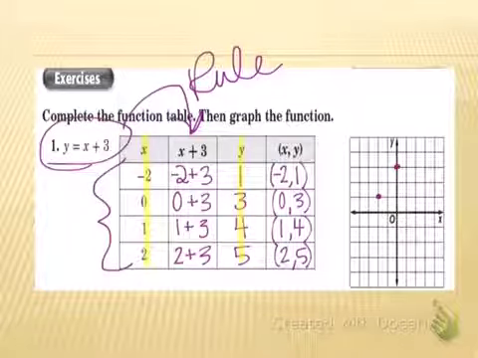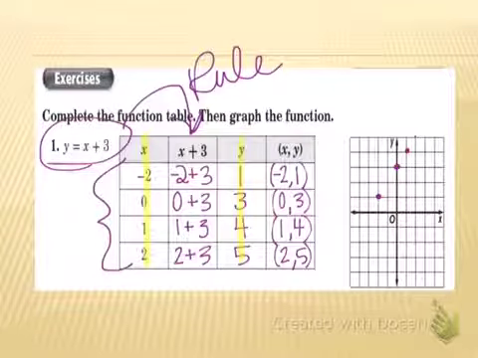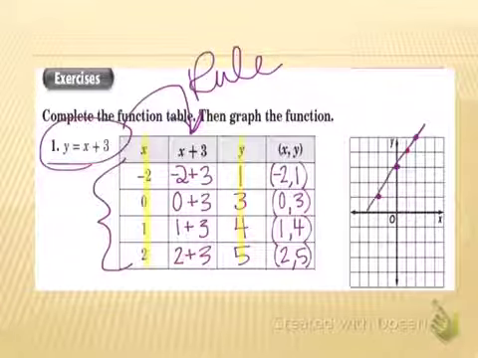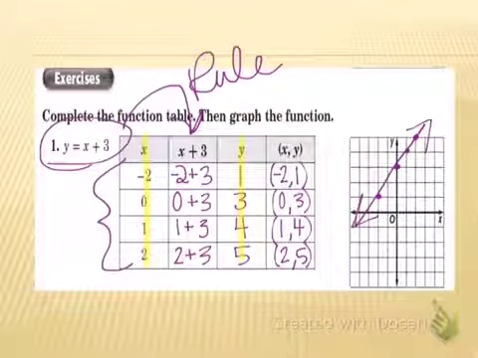1, 4 tells me to move right 1 and up 4. So that's here. And then 2, 5 tells me to move right 2 and up 5. So that would be right here. All right, so we've plotted our 4 points. Because these are linear functions, they should be straight lines. So connecting our dots and putting arrows on the end, that is the graph of our function.